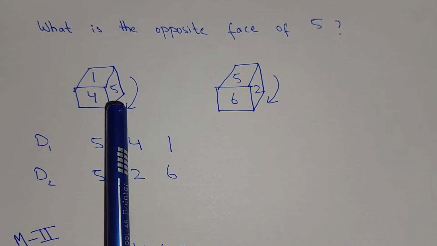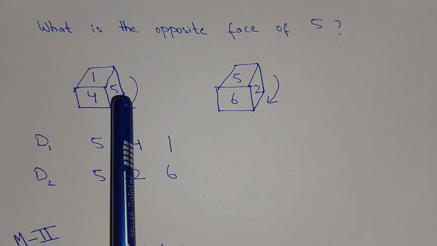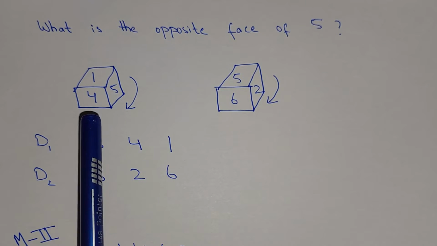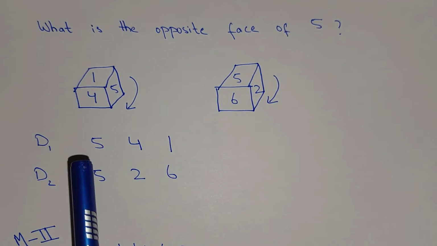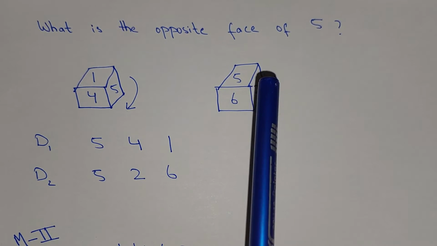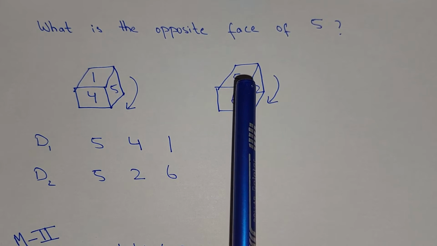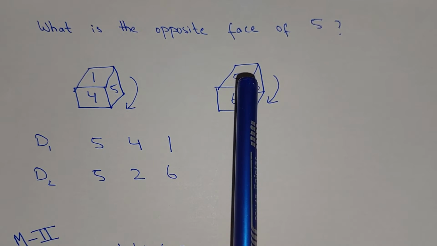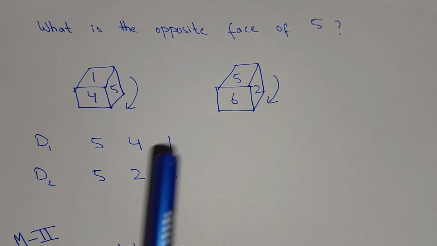We have to rotate this dice in a clockwise direction starting from the 5. So 5, 4 and 1. So in the first step we will write 5, 4 and 1, and here again rotate this in a clockwise direction starting from the 5. So 5, 2 and 6.